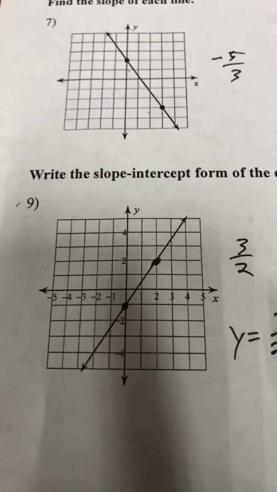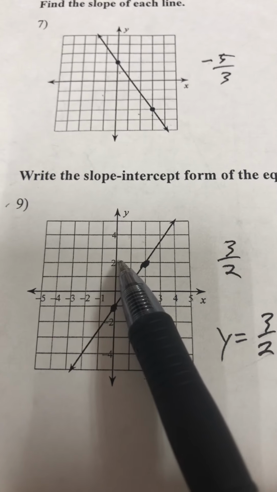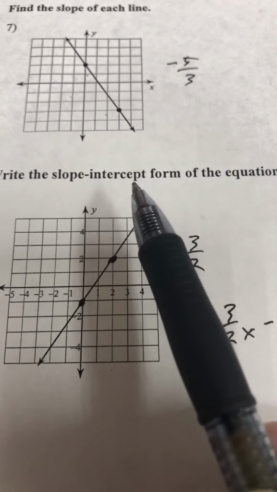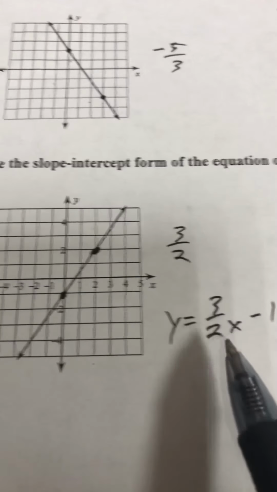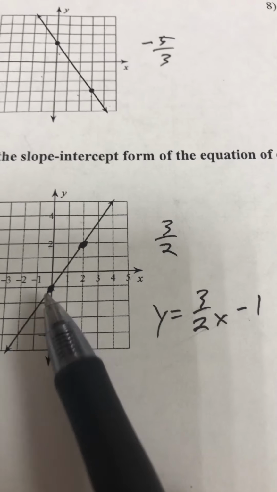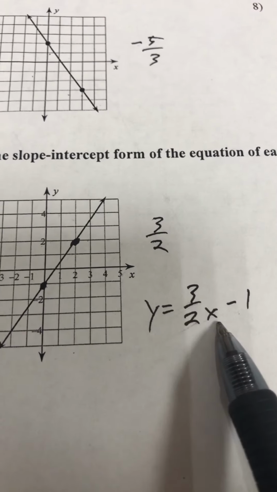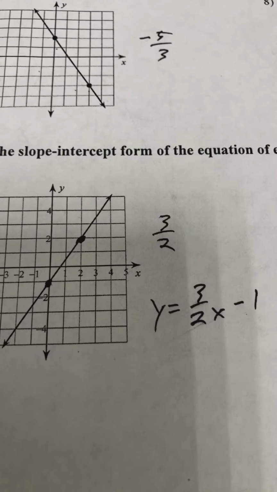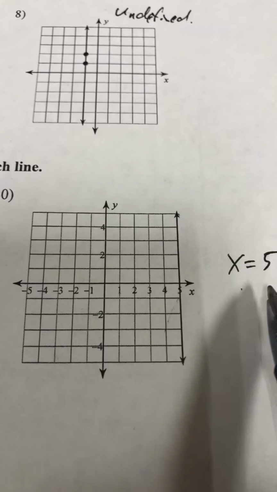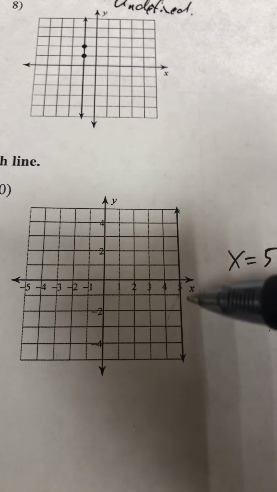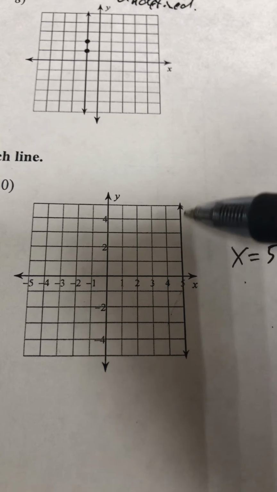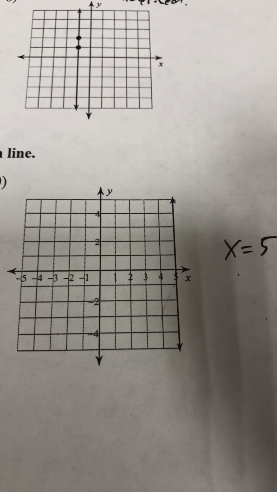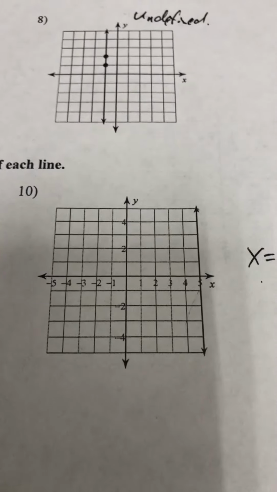Number 9, here I have to figure out what the slope is. It's 3 over 2. They want me to write the slope-intercept form of the equation. So my slope is 3 over 2, and my y-intercept is at -1, so I have y equals 3 over 2 x minus 1. And for number 10, I just have x equals 5 because the line is right here. No matter where I'm at on this line, x is going to equal 5. That's an undefined, vertical line. So hopefully this helps, and good luck with the test.